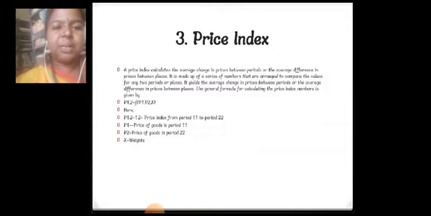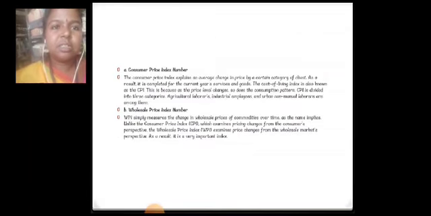So here the formula is given: f of p1, p2, x. Here p1 is the price in the first period, p2 is the price of goods in period 2, and x is the weights. So this is the consumer price index number and wholesale price index number.